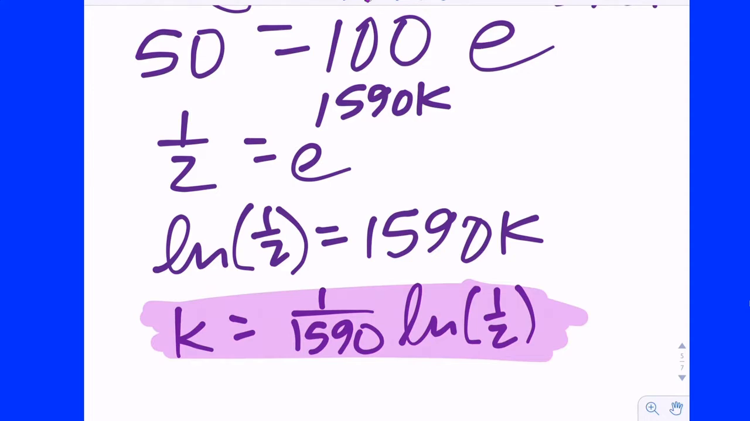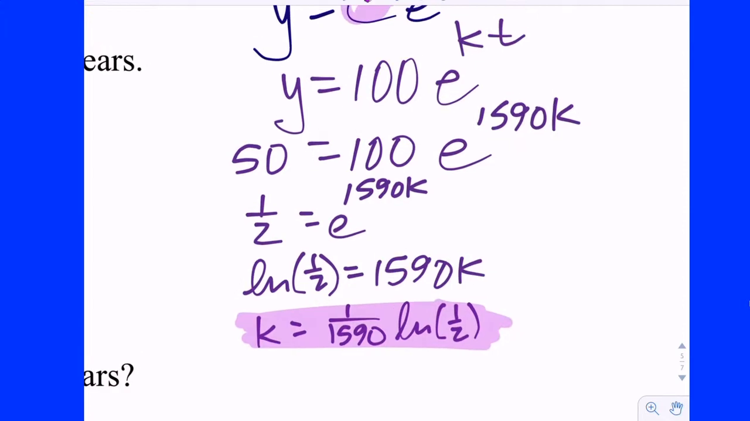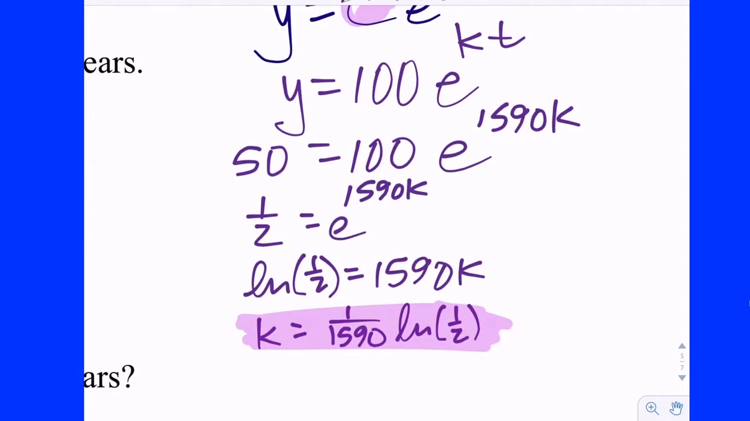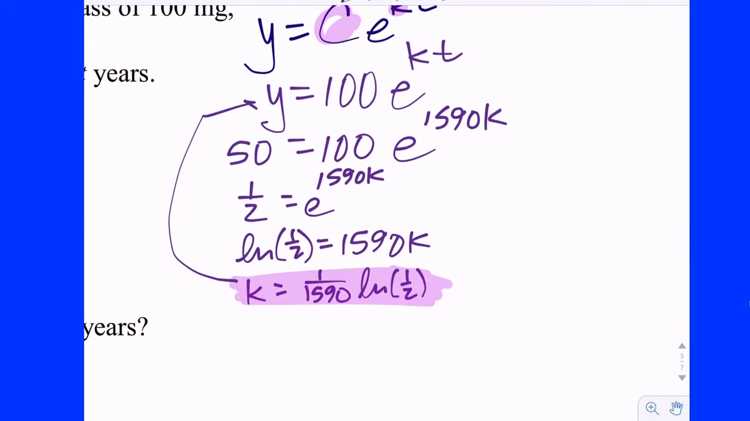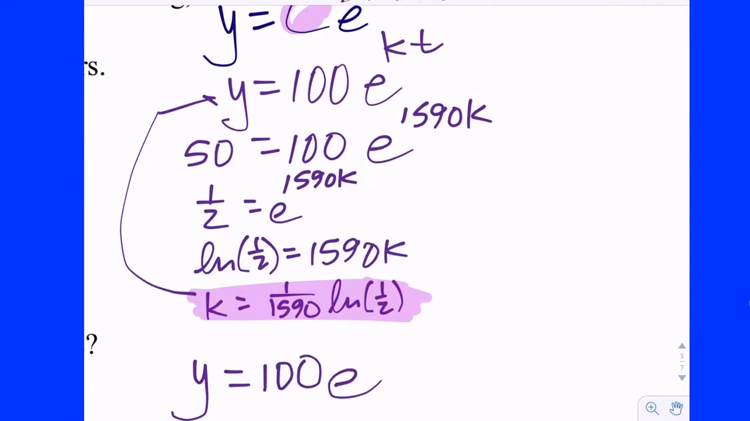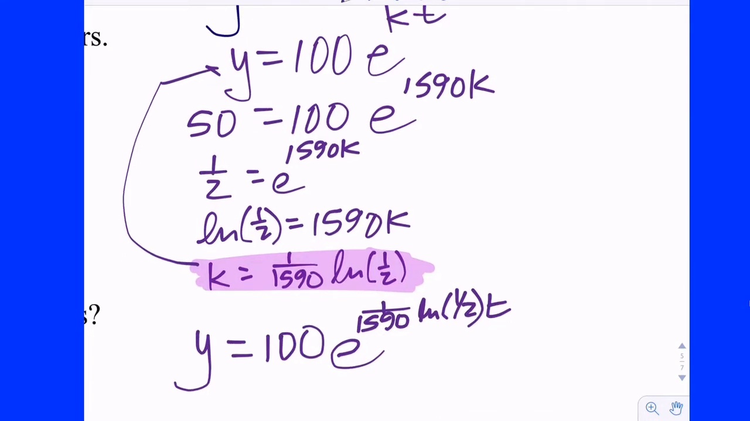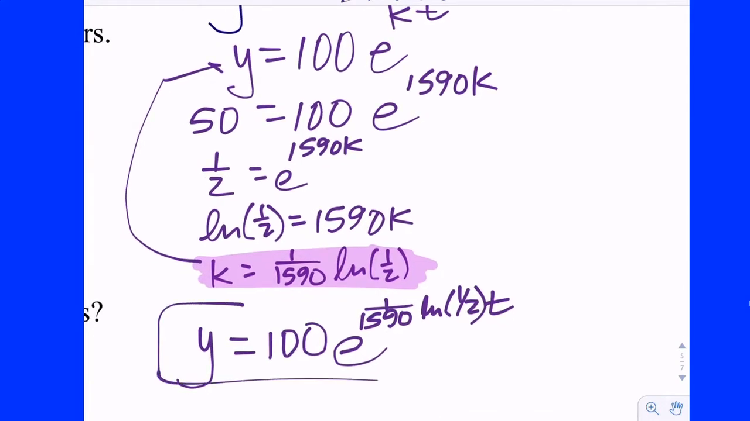If you remember that rule, you can go straight to it. Of course, you can derive it this way. And once we have our K, we can plug it in up here. And we end up with y equals 100 e to the K, which is this wonderful, fantastic thing, natural log of a half over 1590 times t. Boy, isn't that pretty? That would be your working model.